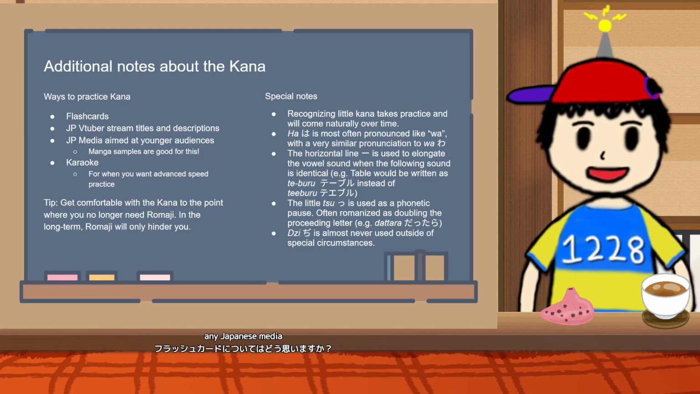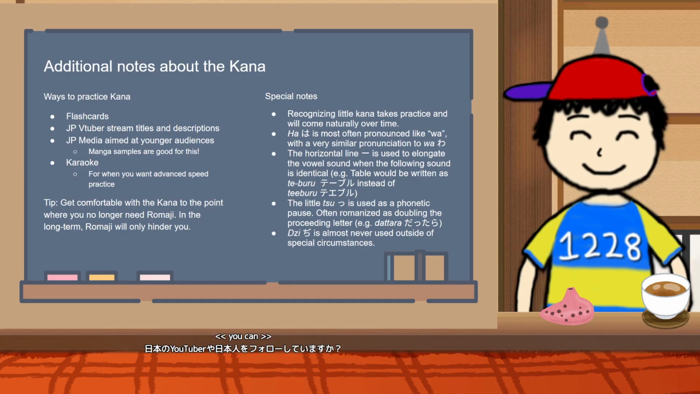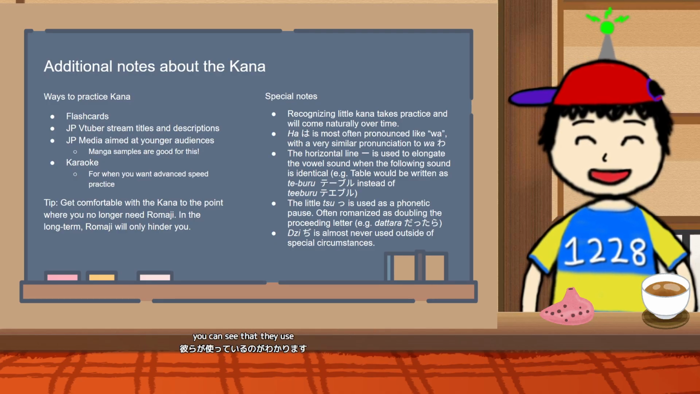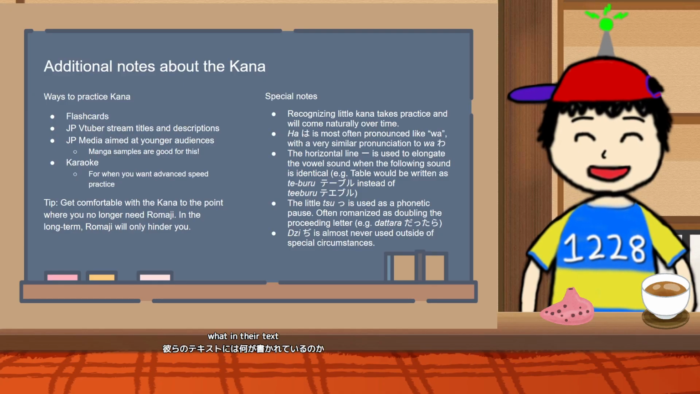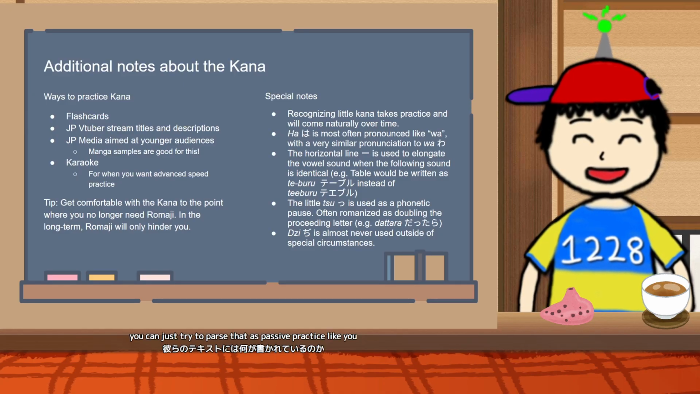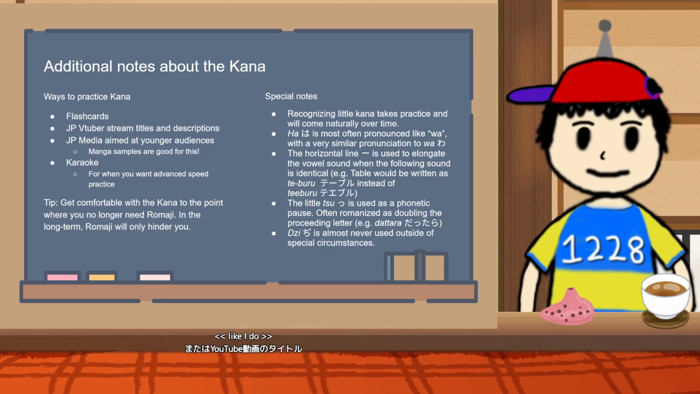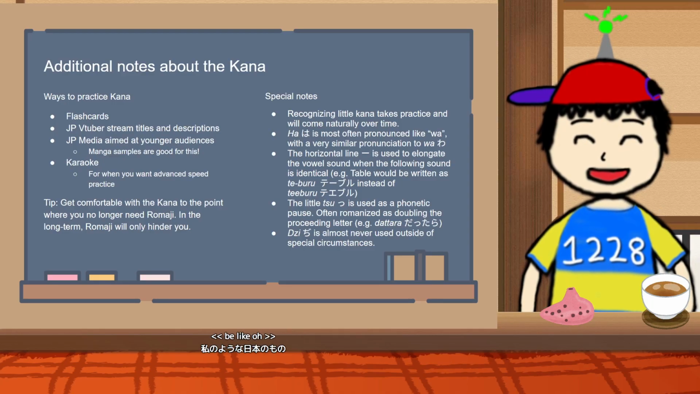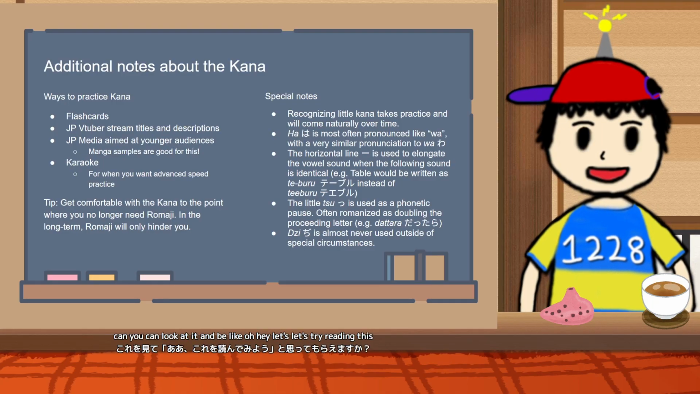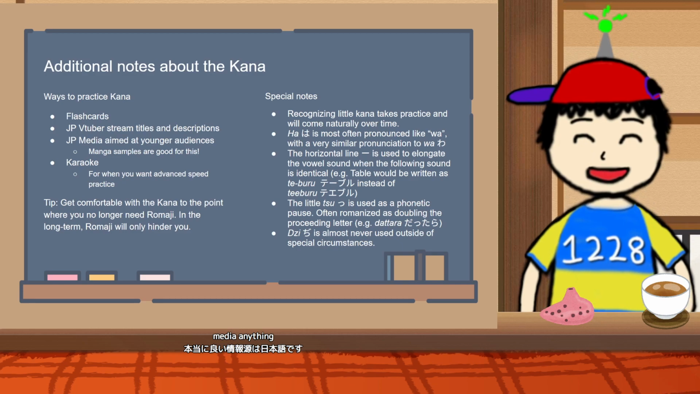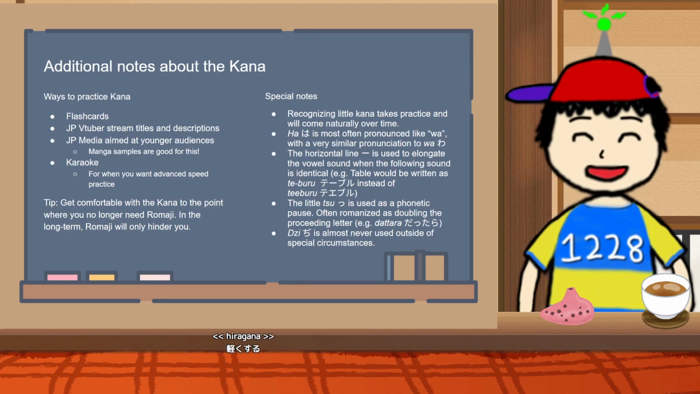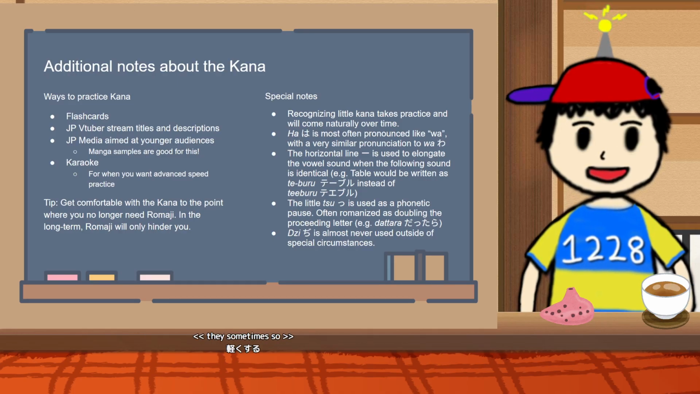And once you're familiar with the flashcards, this ties back to any Japanese media. If you follow any Japanese VTubers or anything Japanese in general, you can see that they use kana a lot in their text. And you can just try to parse that as passive practice. Like you see a YouTube thumbnail or a YouTube video title that was recommended to you if you follow Japanese things like I do. Then you can look at it and be like, oh hey, let's try reading this. A really good source is Japanese media aimed at younger audiences, because they go very light on the kanji and heavy on the hiragana. Perfect for hiragana practice. They sometimes throw katakana in there as well.